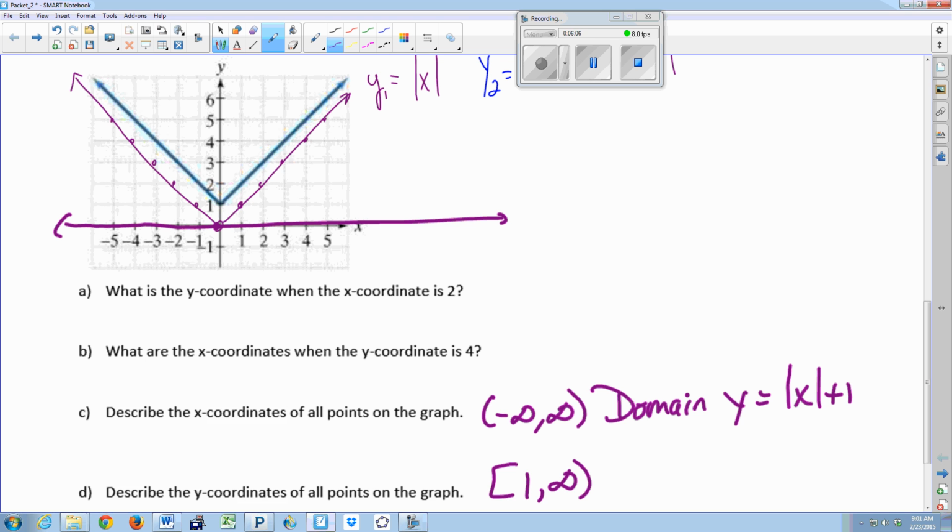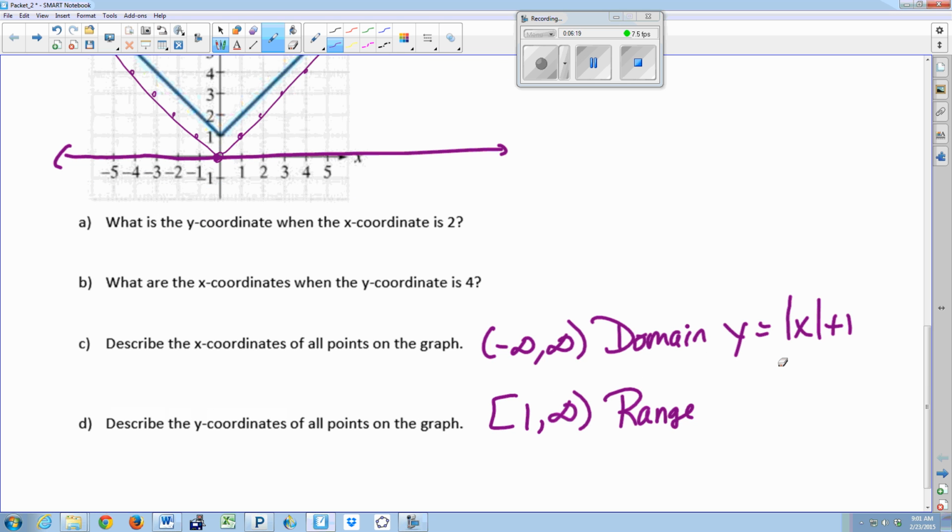So that's how we would describe all the y coordinates. They start at 1, and they grow forever and ever. And that's what we call the range. That's the set of all of our output values. So that's the range for this function.